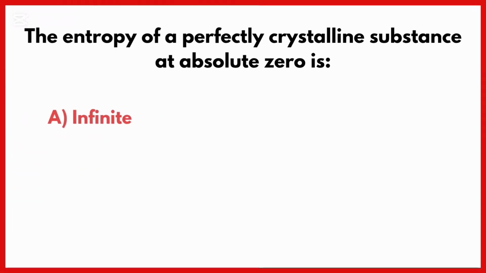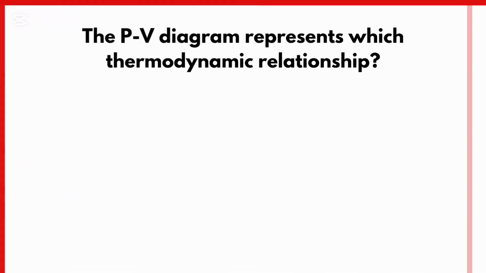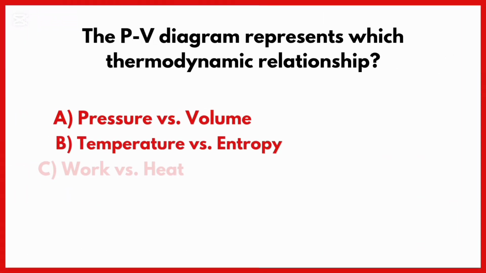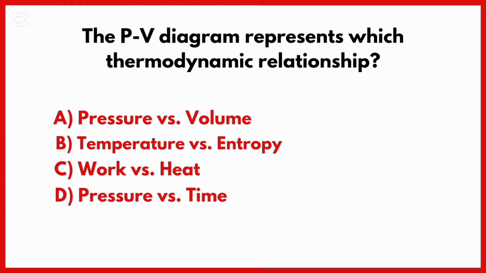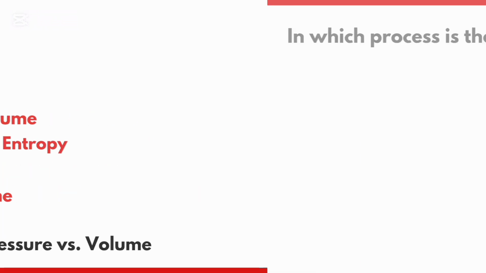The entropy of a perfectly crystalline substance at absolute zero is. Correct answer is option B, 0. The PV diagram represents which thermodynamic relationship? Correct answer is option A, pressure versus volume.